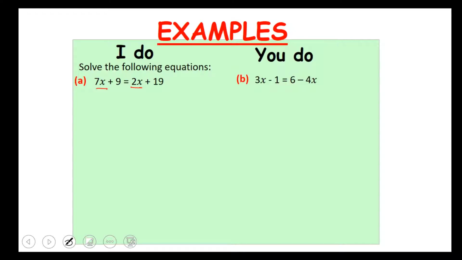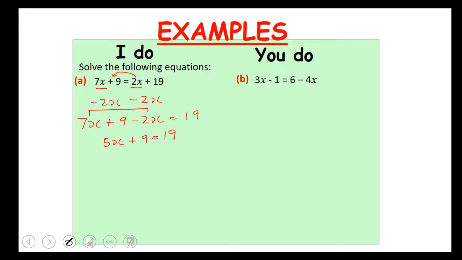So what I would do first is I would take this 2x and bring it to this side. So this 2x is positive on this side, and when I take it to the other side it becomes negative, so I do minus 2x from both sides. So now what I've got is 7x plus 9 minus 2x equals 19. So now first I collect the like terms and I simplify. 7x minus 2x is 5x, so now I've got 5x plus 9 equals 19.